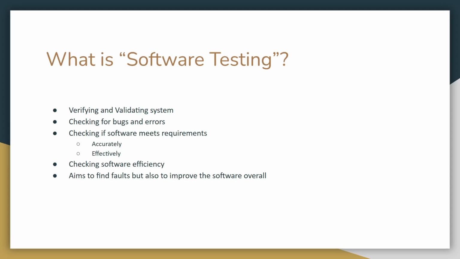This is checking for bugs and errors, checking if software meets requirements accurately and effectively, checking software efficiency. Software testing aims to find faults, but also to improve the software overall. This is never a last-ditch effort at making sure everything's correct, but it's also used along the way in programming and developing software to make sure that everything we are doing is done the correct way and the best way to efficiently and effectively implement our problem and solution.